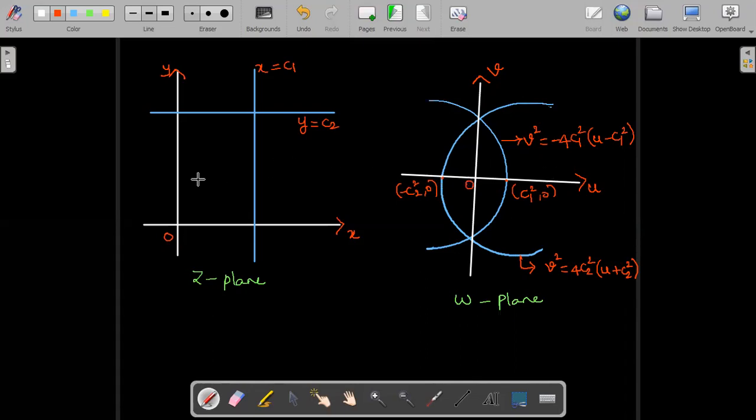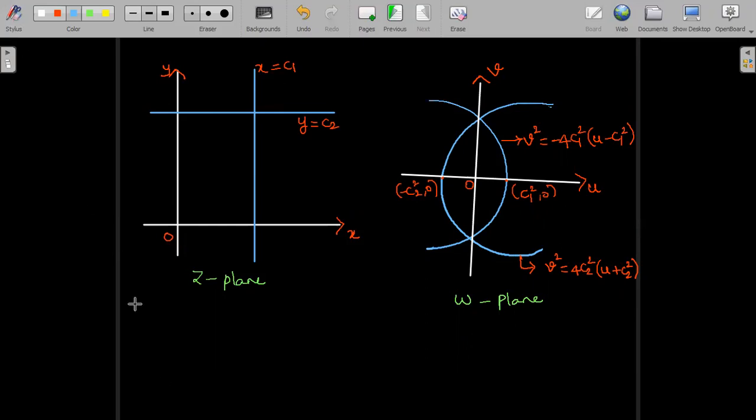So this is how a transformation from z plane to w plane can be shown for the given curve w is equal to z square. Now let us conclude the lines. Conclusion. Let us write the conclusion now. So what is the conclusion then?